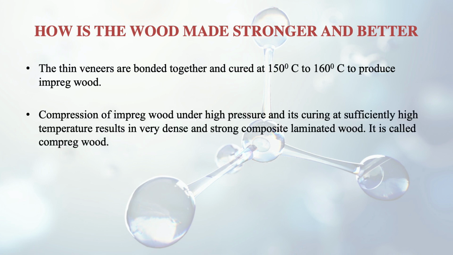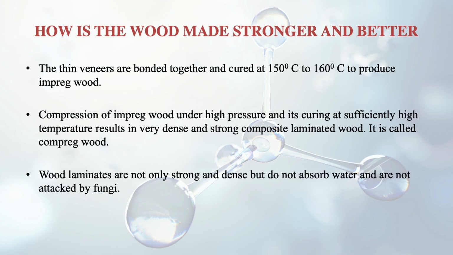Then another variety, compression of impreg wood. This particular wood where we use the phenolic resin, if we compress it under high pressure and then cure it at sufficiently high temperature, then it results in a very dense and strong composite laminated wood, and this is called compreg wood. So now we have got the strong wood, which is a composite laminated wood. And wood laminates are not only strong and dense, but they also do not absorb water. So this is a very good property because they won't be damaged.